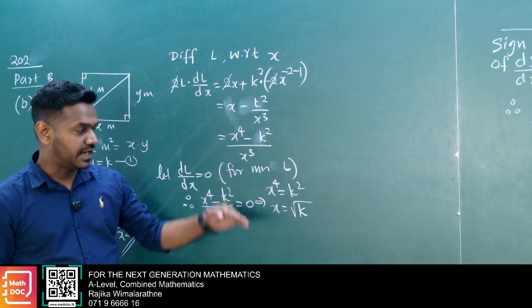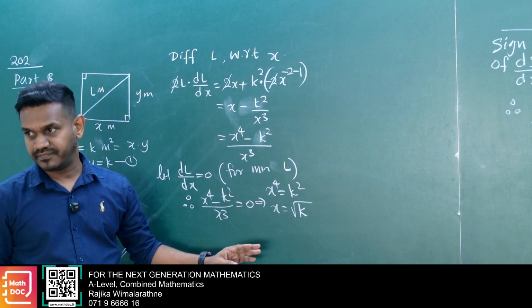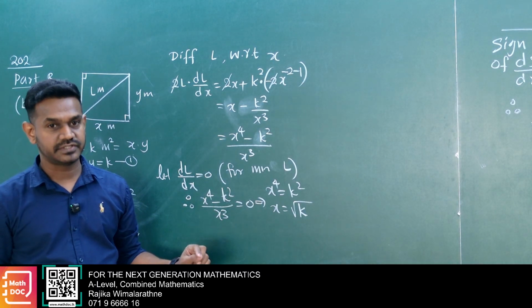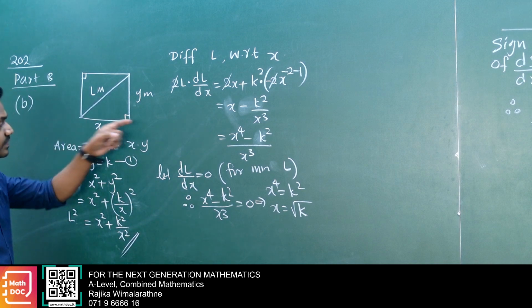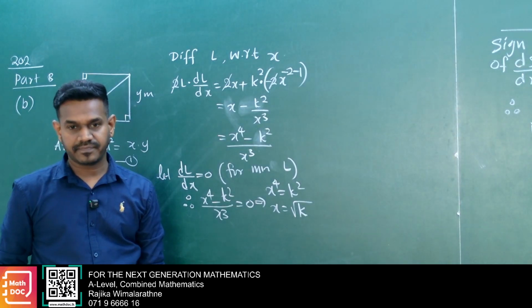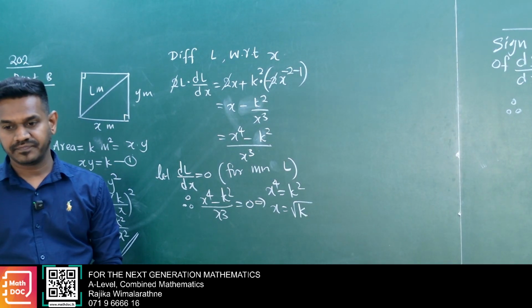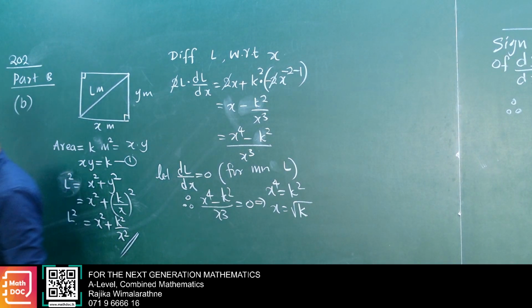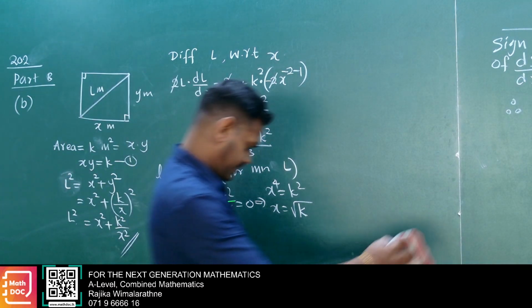Okay, we can directly write x equals root K only because in a real application x is positive. X means length, no? Then length is always positive. That's why we can take the positive value directly. Okay, that is the critical value.